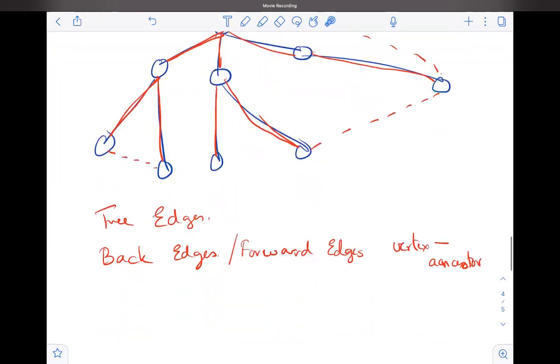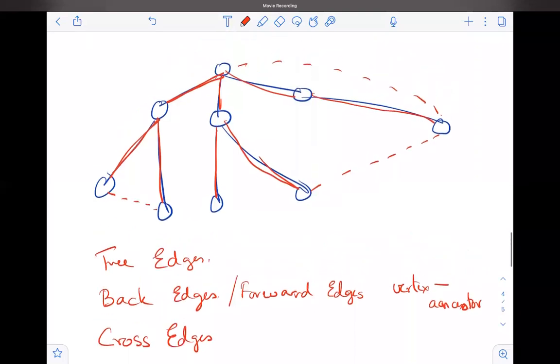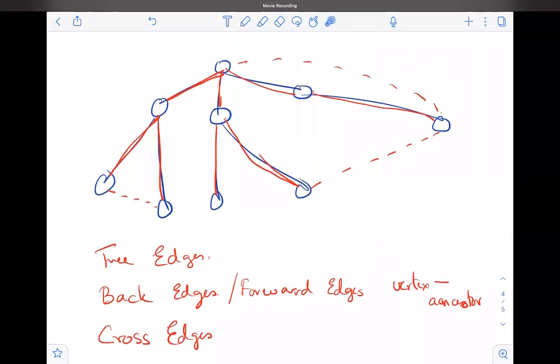And then there are the cross edges. So what are the cross edges? These are everything other than these two. For example, this edge is a cross edge. This is between two brothers or two siblings. This is between cousins, right? So they are not to the ancestors.